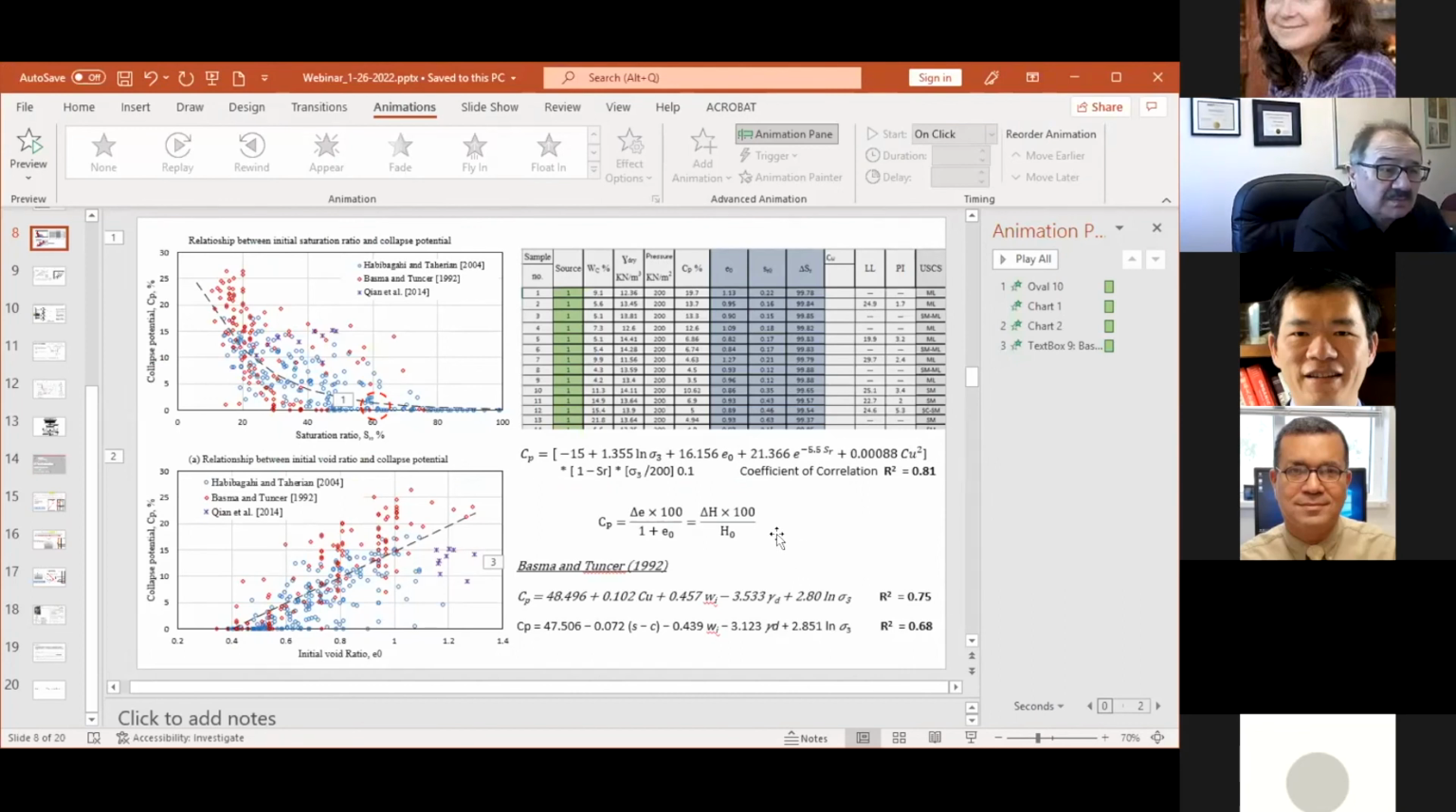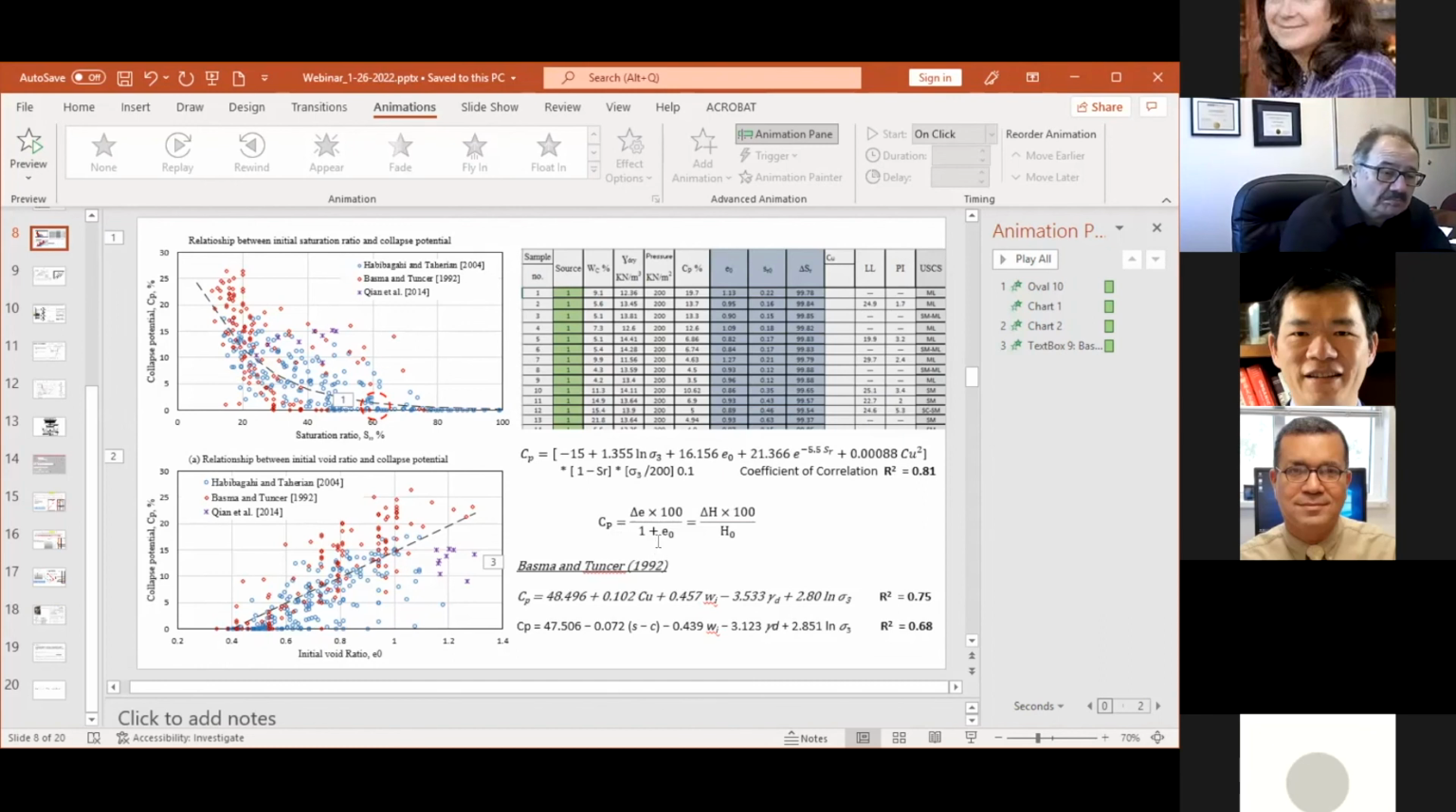Okay, that's perfect. Look here. We have a classification, or categories, for the collapse potential. From this range to that range, there is low collapse potential, meaning that the soil is going to suffer a small amount of settlement when it is inundated. From that range to that range, by increasing the collapse potential, the soil is going to suffer a larger amount of settlement or deformation.